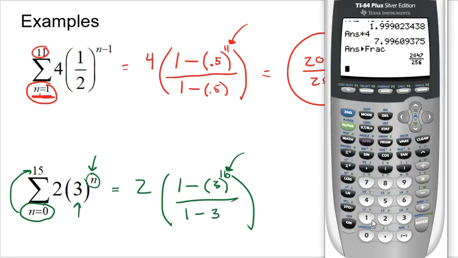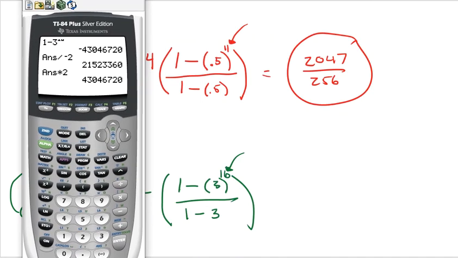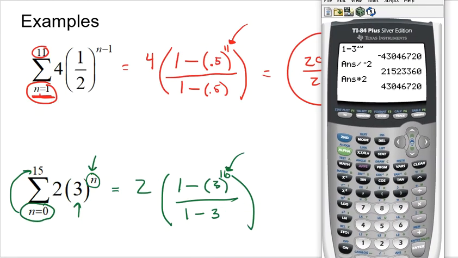All right, so when I go to my calculator, just be careful. 1 minus 3 raised to the 16th. Get that answer. Divide by, now listen, I could do the 1 minus 3 in my head. 1 minus 3 is negative 2, so divide by negative 2. And then times by 2, and oh my gosh, do I get a big number here. I might have to go back and forth a couple times.